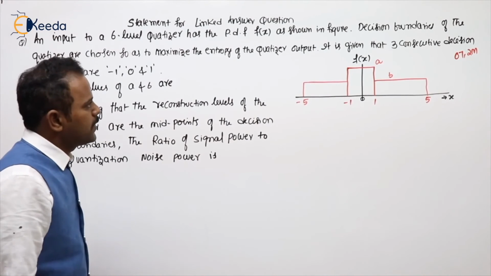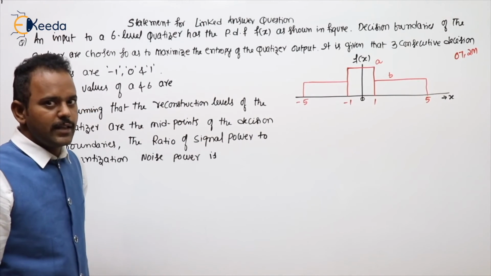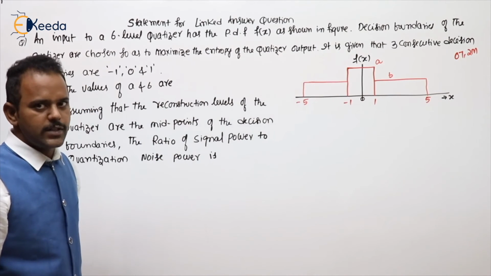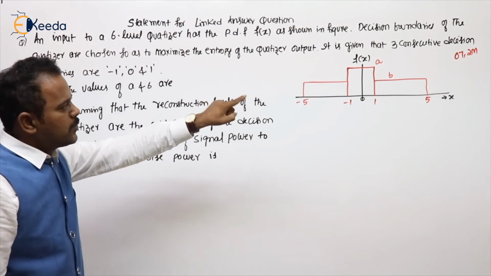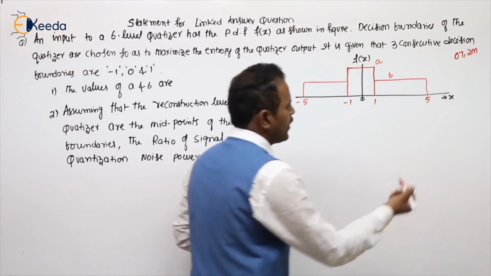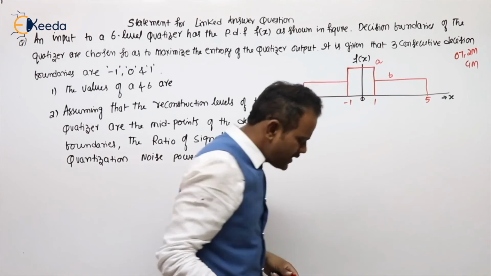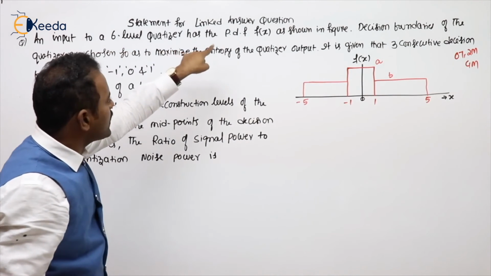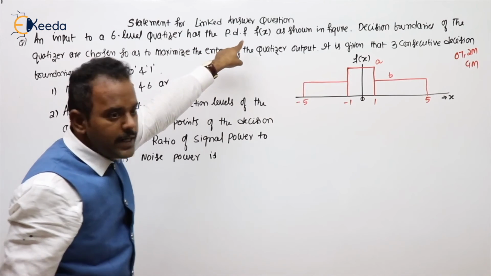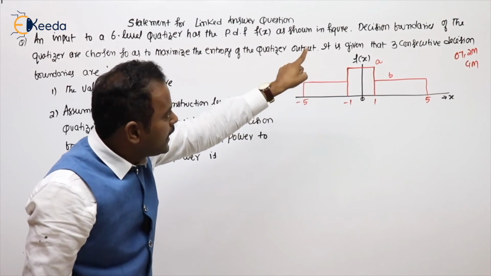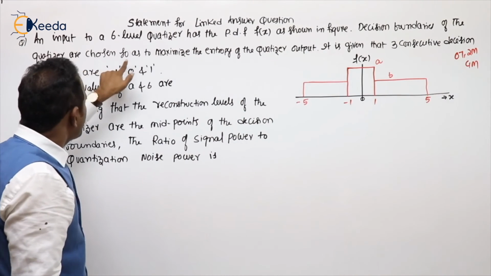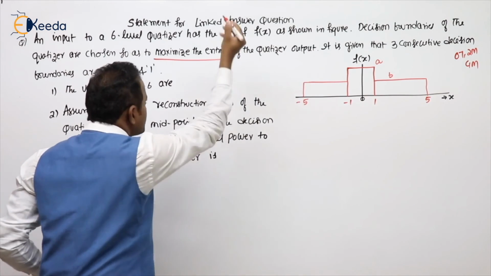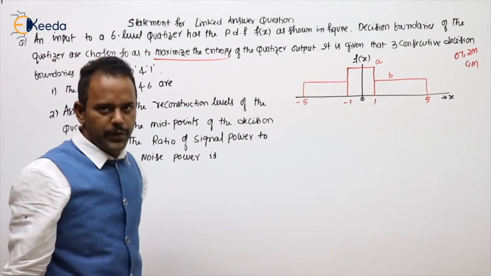See the next problem. One of the excellent questions, understanding the concept. So this is a linked data question asked in GATE for total 4 marks, and each question is 2 marks. Total will be a 4 mark question. First read the linked statement. An input to a 6-level quantizer has a PDF. Probability density function is shown in the figure. Decision boundaries of the quantizer are chosen so as to maximize the entropy of the quantizer output.